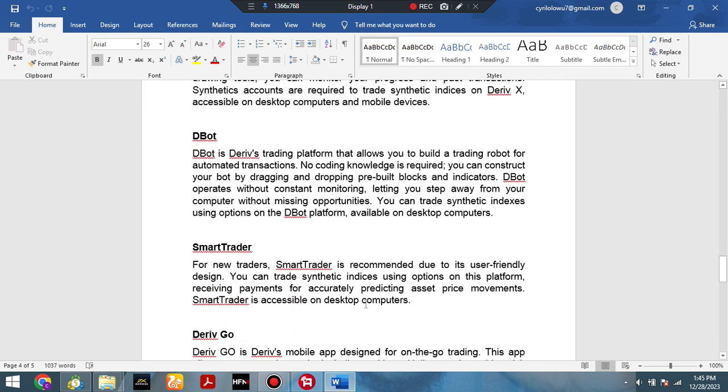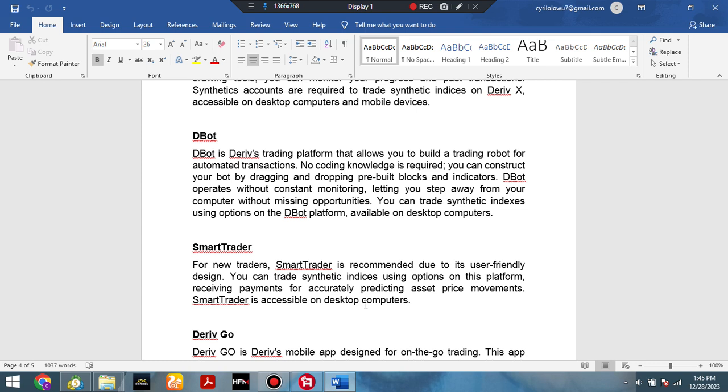Then we have the DBot. DBot is a Deriv trading platform that allows you to build a trading robot for automated transactions. No coding knowledge is required. You can construct your bots by dragging and dropping pre-built blocks and indicators. DBot operates without constant monitoring, letting you step away from your computer without missing opportunities. You can trade synthetic indices using options on the DBot platform available on desktop computer.